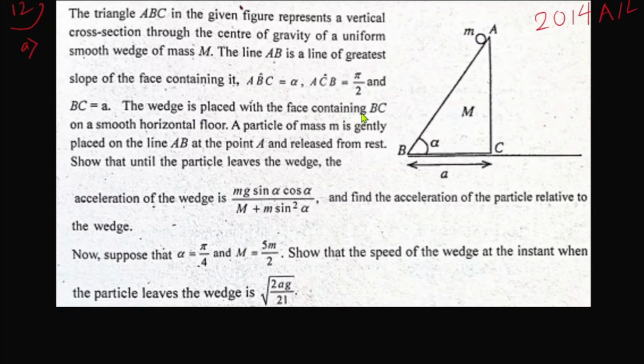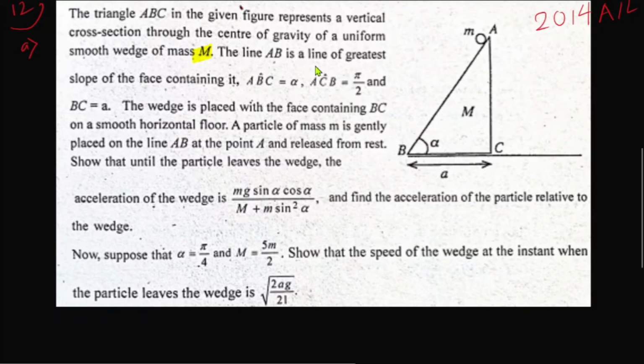When considering relative acceleration problems, you can get either a pulley question or else a wedges question. So this is a complete wedge problem. Let's see what they are saying. The triangle ABC in the given figure represents a vertical cross section through the center of gravity of a uniform smooth wedge. The mass of this wedge is capital M.